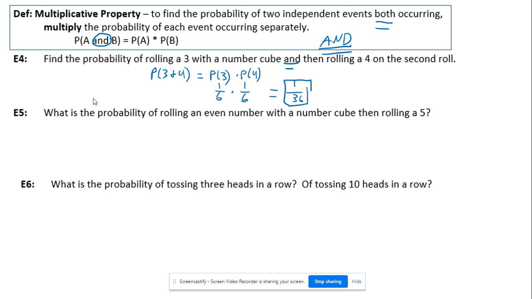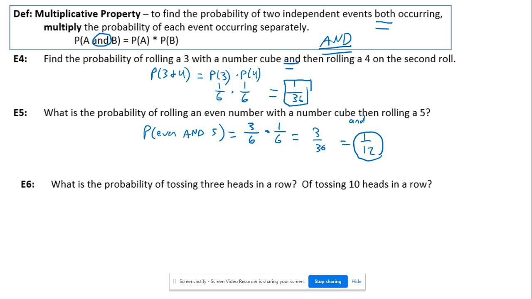Let's change it up a little bit. What's the probability of rolling an even with a number cube, then, or you can put the word and then rolling a 5? Well, the probability of rolling an even and then a 5 is going to be this. Probability of rolling an even, there are 3 even numbers, 2, 4, and 6 out of 6, times the probability of rolling a 5 is 1 in 6. So we have a 3 in 36 chance or a 1 in 12 chance of rolling an even number and then rolling a 5.